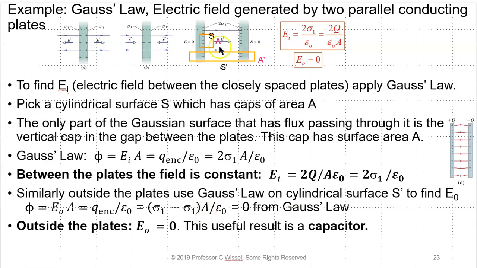Where does this come from? Well, the surface charge density on the positive plate minus the surface charge density on the negative plate. The minus sign comes from the negative plate. So outside the plates, the electric field is 0. Now, this useful result is a capacitor. A capacitor is a way that you can store energy inside the electric field between two parallel plates. Outside the plates, the electric field is 0. It's all inside, all the action is between the plates.